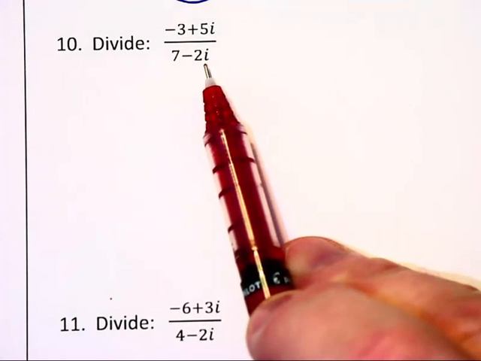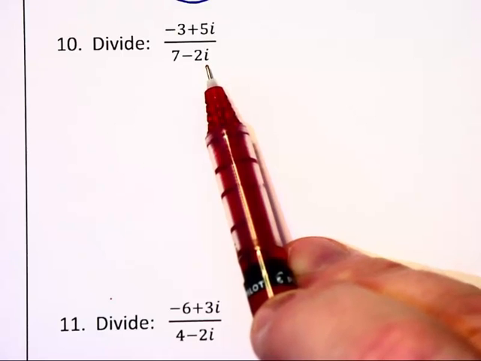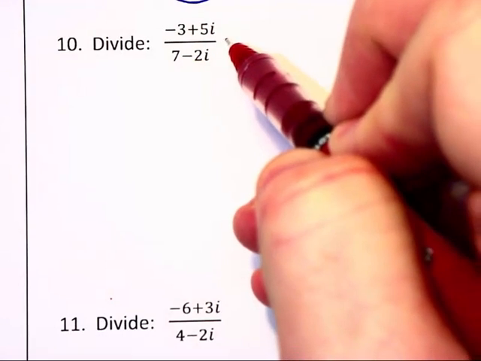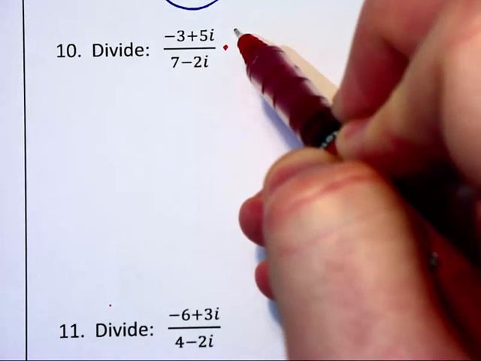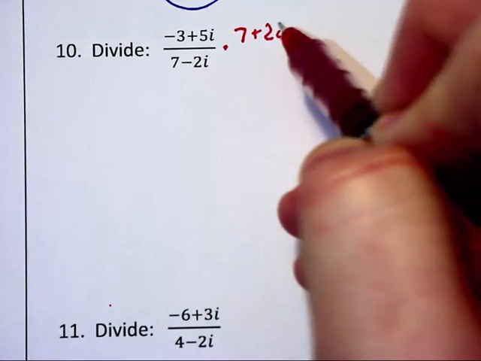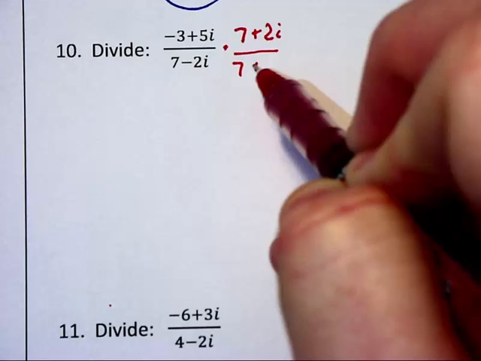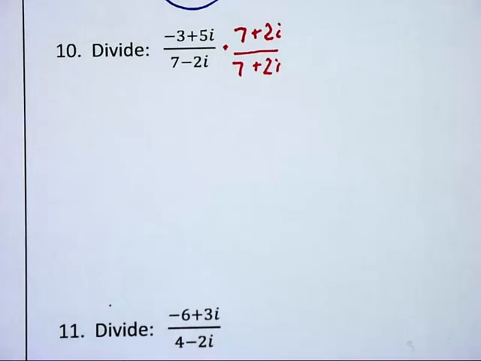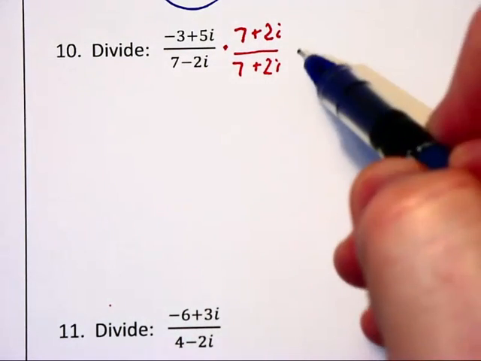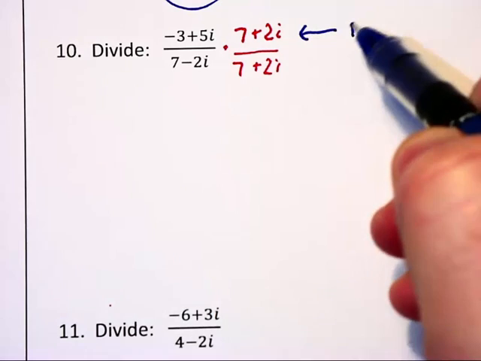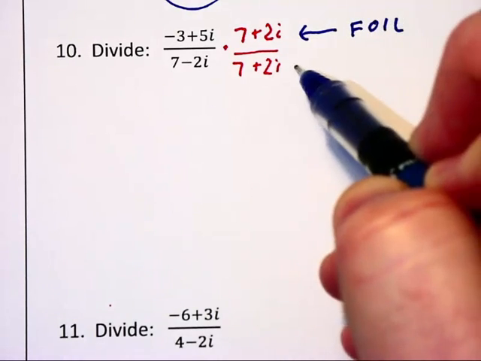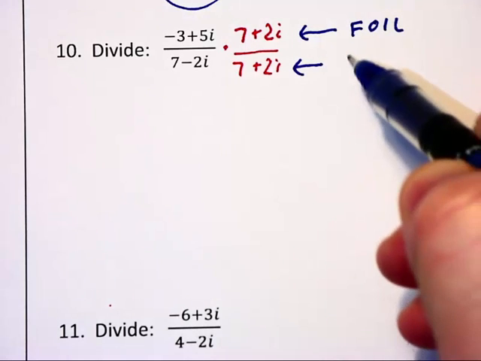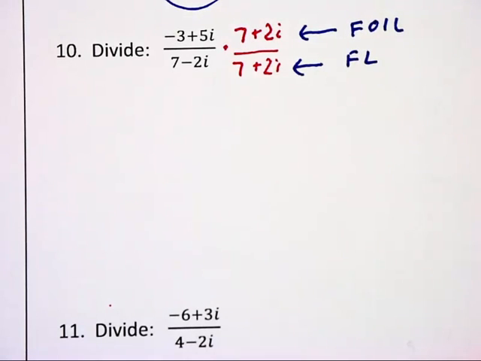negative 1. And we know we're not allowed to have radicals in the denominator. So what we do is we multiply both numerator and denominator by the conjugate of the denominator. And by design, this will get rid of that i. Up in the numerator, we will do the full foiling process, and down in the denominator, by design, all we have to do is multiply the first and the last part of our FOIL together.